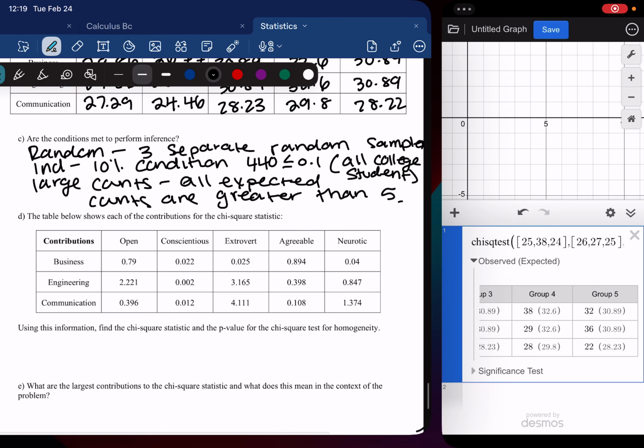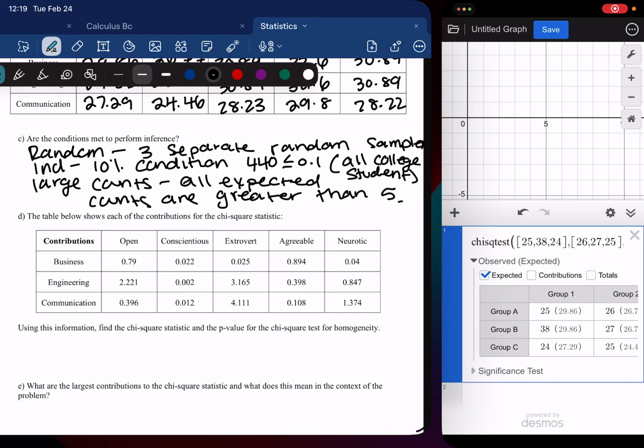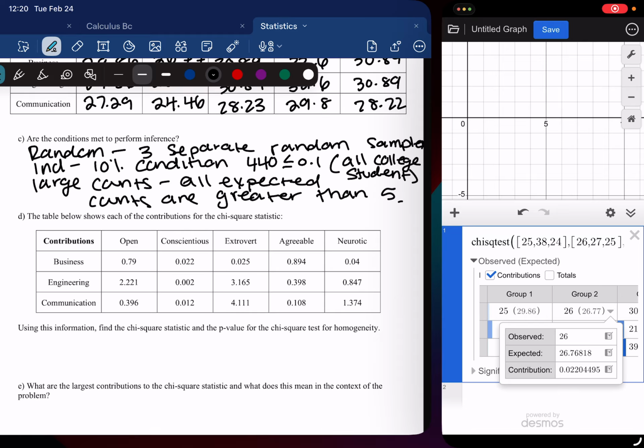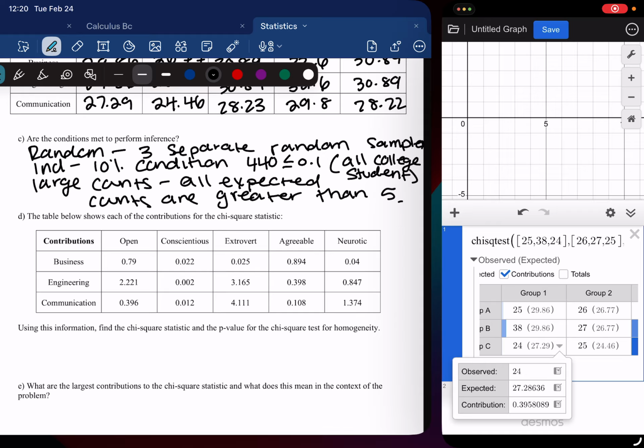Okay. Next question says the table below shows each of the contributions for the chi-squared statistic. So let's say we're back on Desmos, right? They gave you the contributions, but remember, if we check the box where it says contributions, it will give you the contribution for each one. You just have to click on each of the things. So notice all these numbers are the same as the numbers they gave us. That's just how you find it on Desmos.